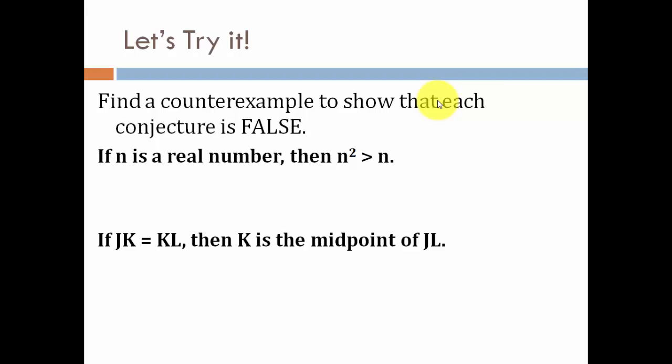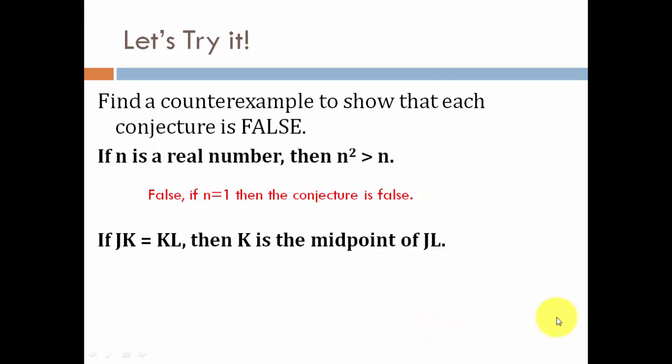If n is a real number, then n squared is greater than n. So, say I pick 2. 2 squared is 4, and that's greater than 2. You're just picking a number for n. So that's true. We're trying to find an example that's false. Well, what happens when we plug in 1? 1 squared is 1, and that's not greater than 1, so false. If n equals 1, then the conjecture is false. Another example you could have used was 0.